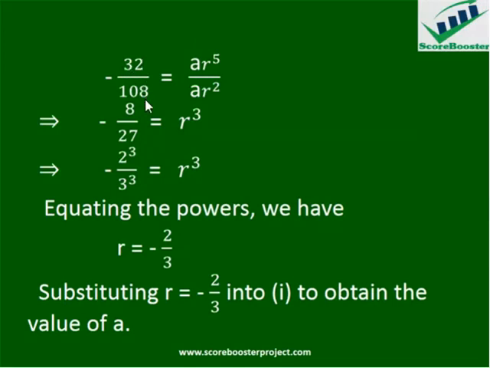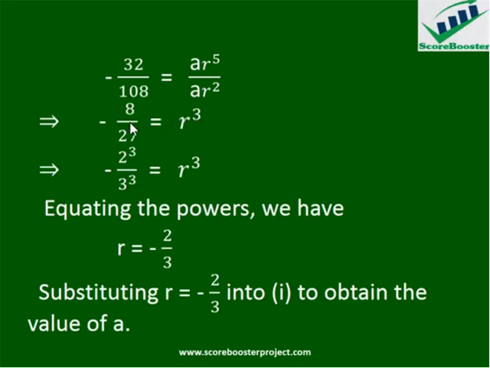So minus 32 over 108 can be reduced to its simplest form by dividing both the numerator and denominator by 4. So 32 divided by 4 will give 8. 108 divided by 4 will give 27. Here we can see a divided by a is 1. And from the rules of indices, r raised to power 5 divided by r raised to power 2 is the same thing as writing r raised to power 5 minus 2, which is r raised to power 3.